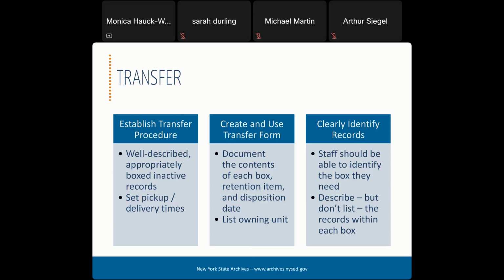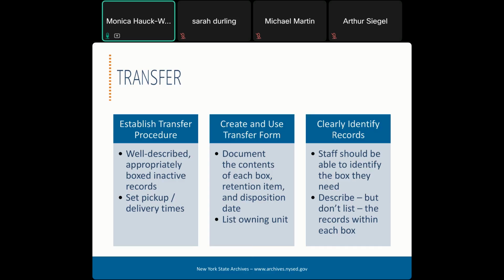Regardless of whether you're running your own facility or using a third-party facility, you're going to want to develop and require the use of a transfer form. Both records management staff and those within the record owning units should have access to a list created by the record owning unit of the records within each box transferred. The retention item and disposition date should be on the list, and it's usually a good idea to include the date range of the records, since that helps determine the retention and disposition dates.